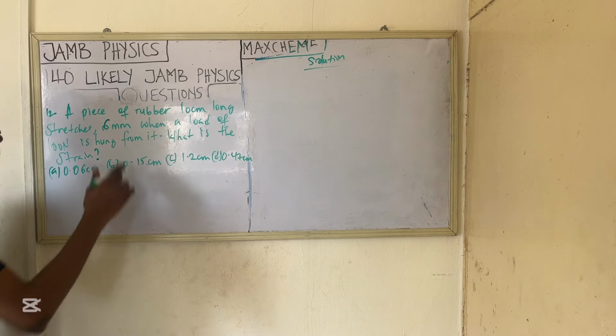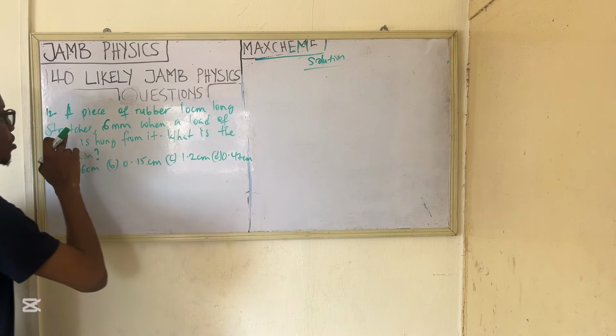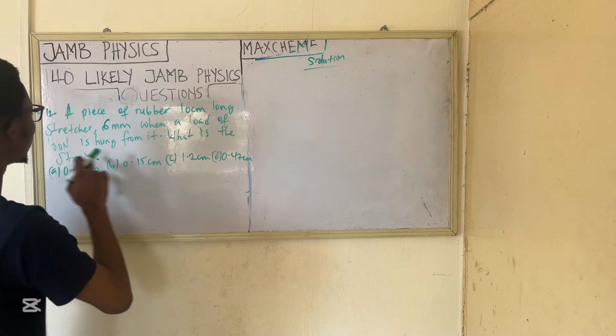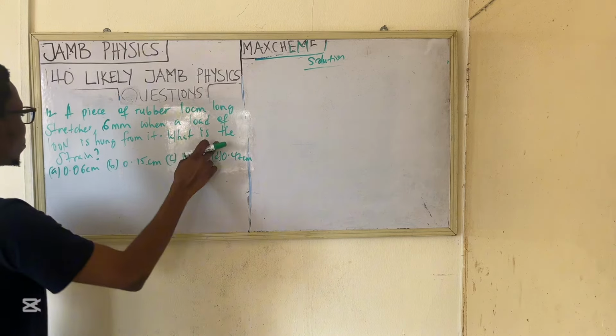Question 12. A piece of rubber 10 cm long stretches 6 mm when a load of 100 Newton is removed from it. What is the strain?